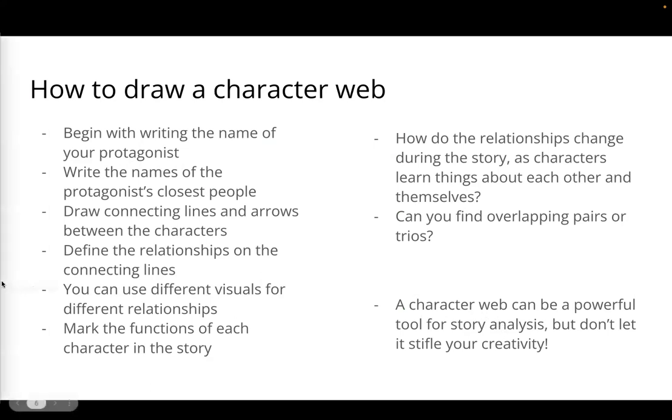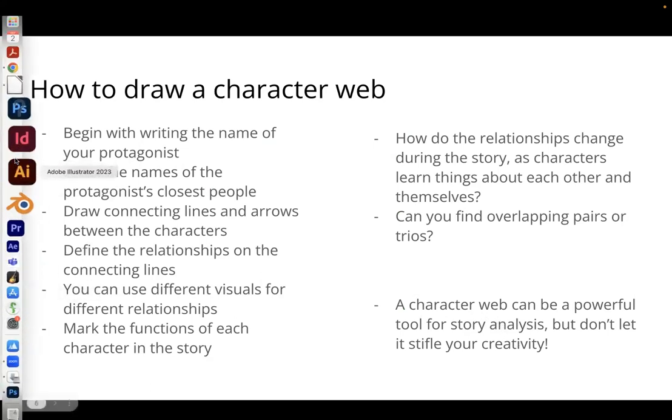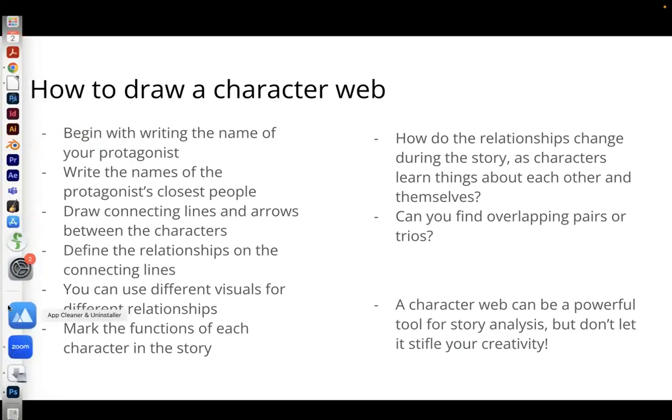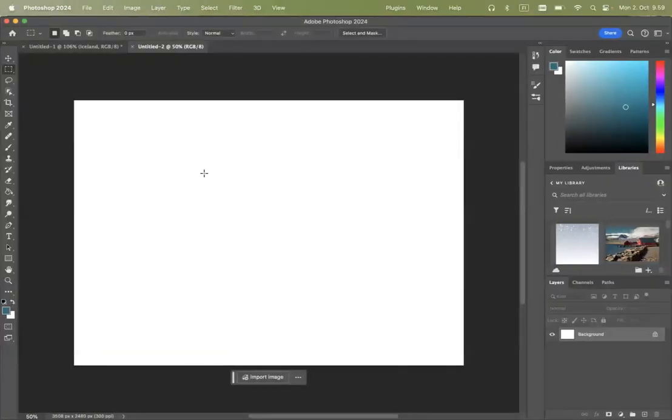Okay, let's go to the internet now, or maybe to Photoshop. So all of you remember Harry Potter, I take it? Who's the main character of Harry Potter?